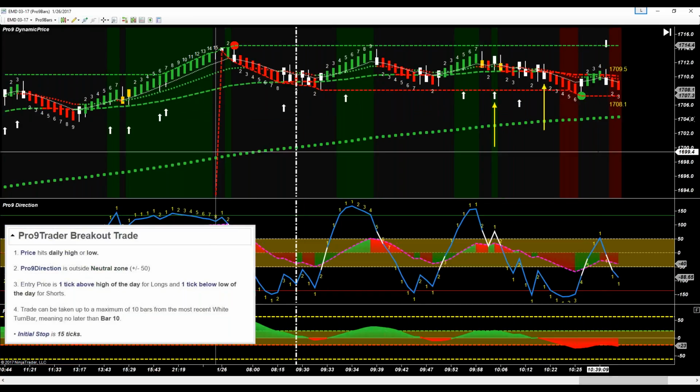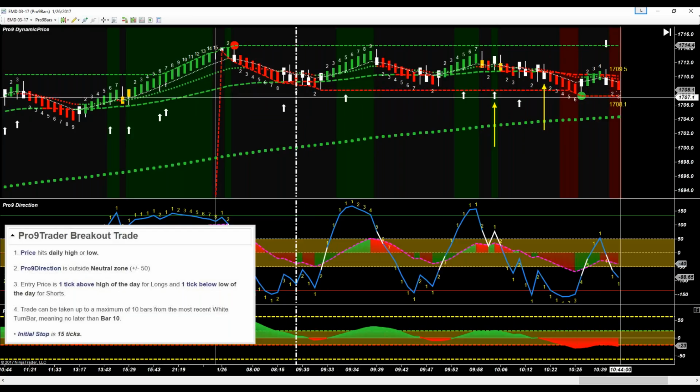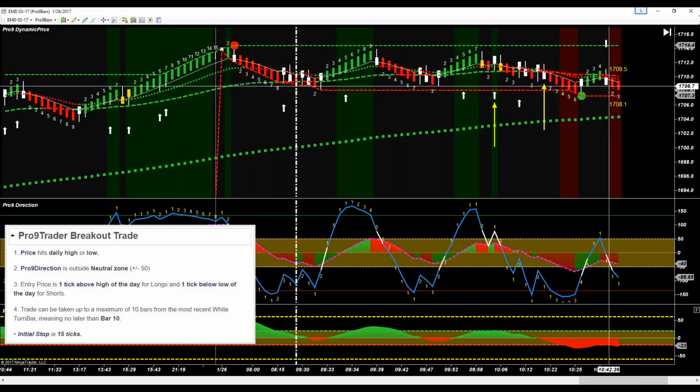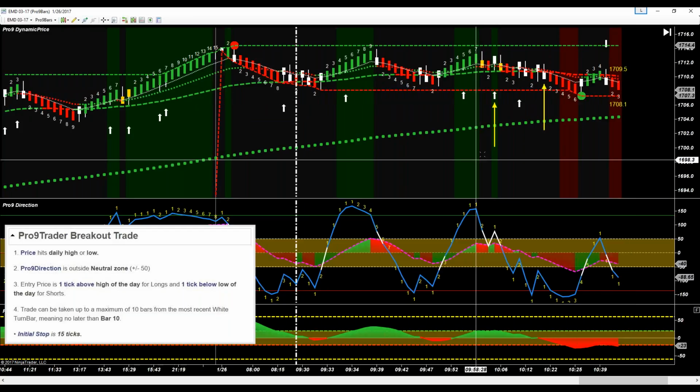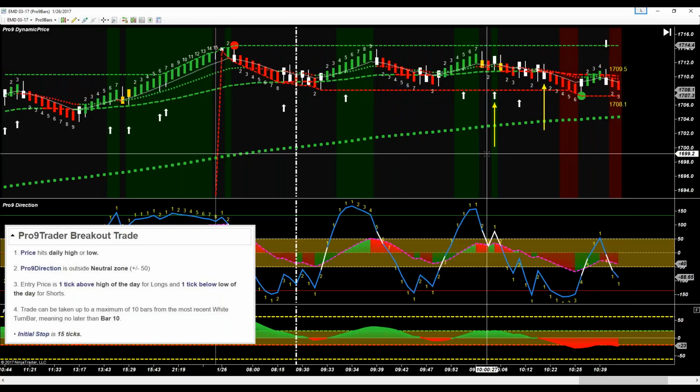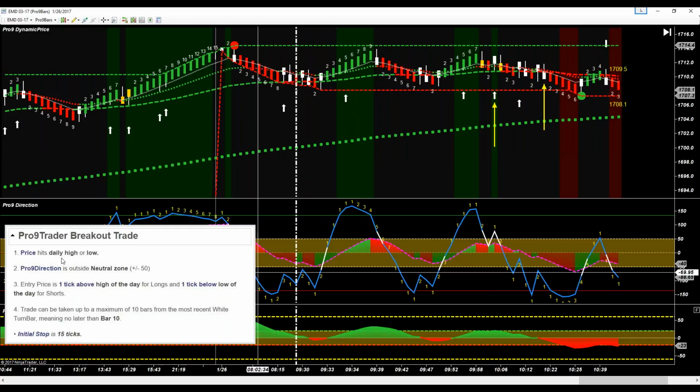It's our breakout. So I can see that here in a couple bars, if we continue on this trend, we're definitely going to break through the low of the day. So what do I want to look for when I'm suspecting a breakout is coming? If we look at our rules, one, we're looking for the price to hit the daily high or low. Well, it hasn't happened yet, but we're on course for that. So I'm definitely considering this breakout trade.